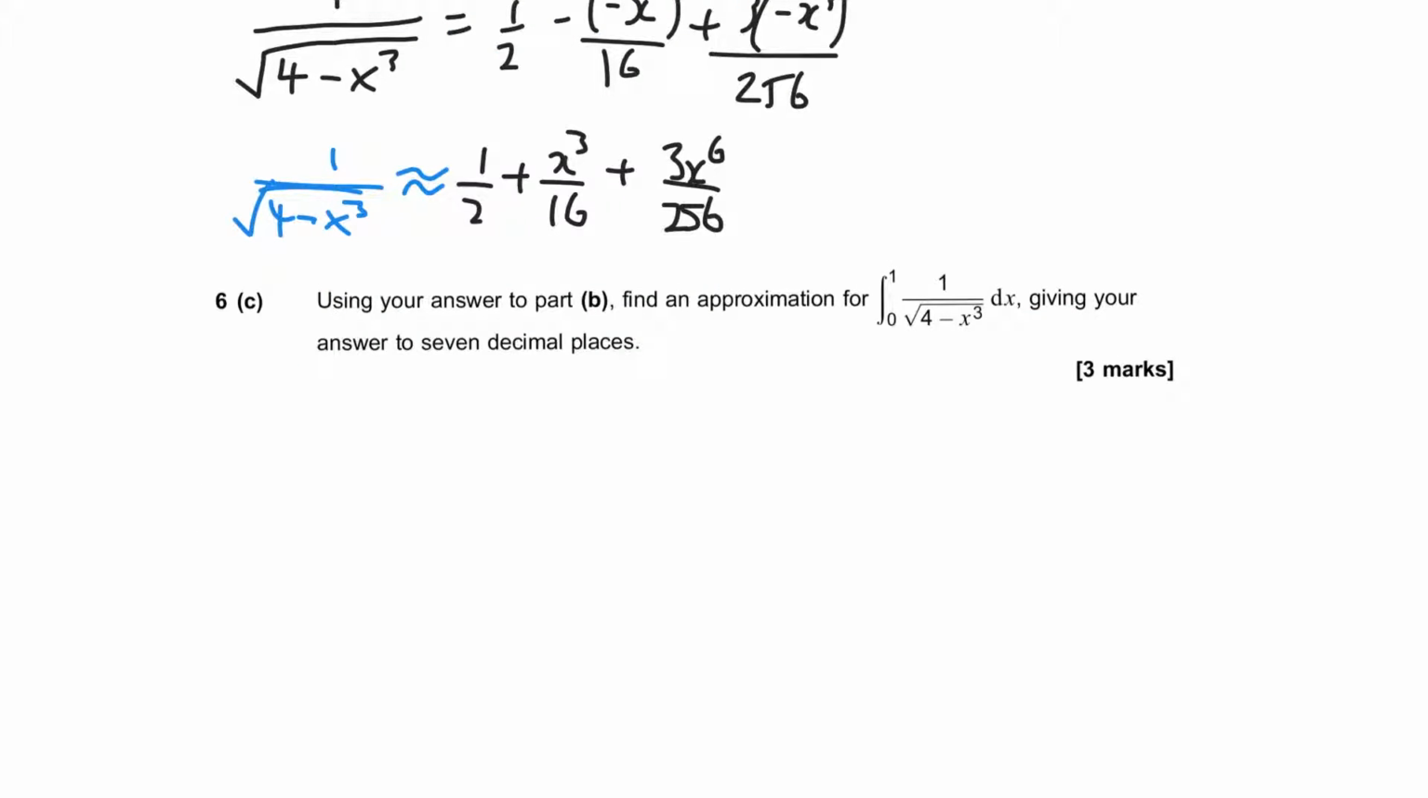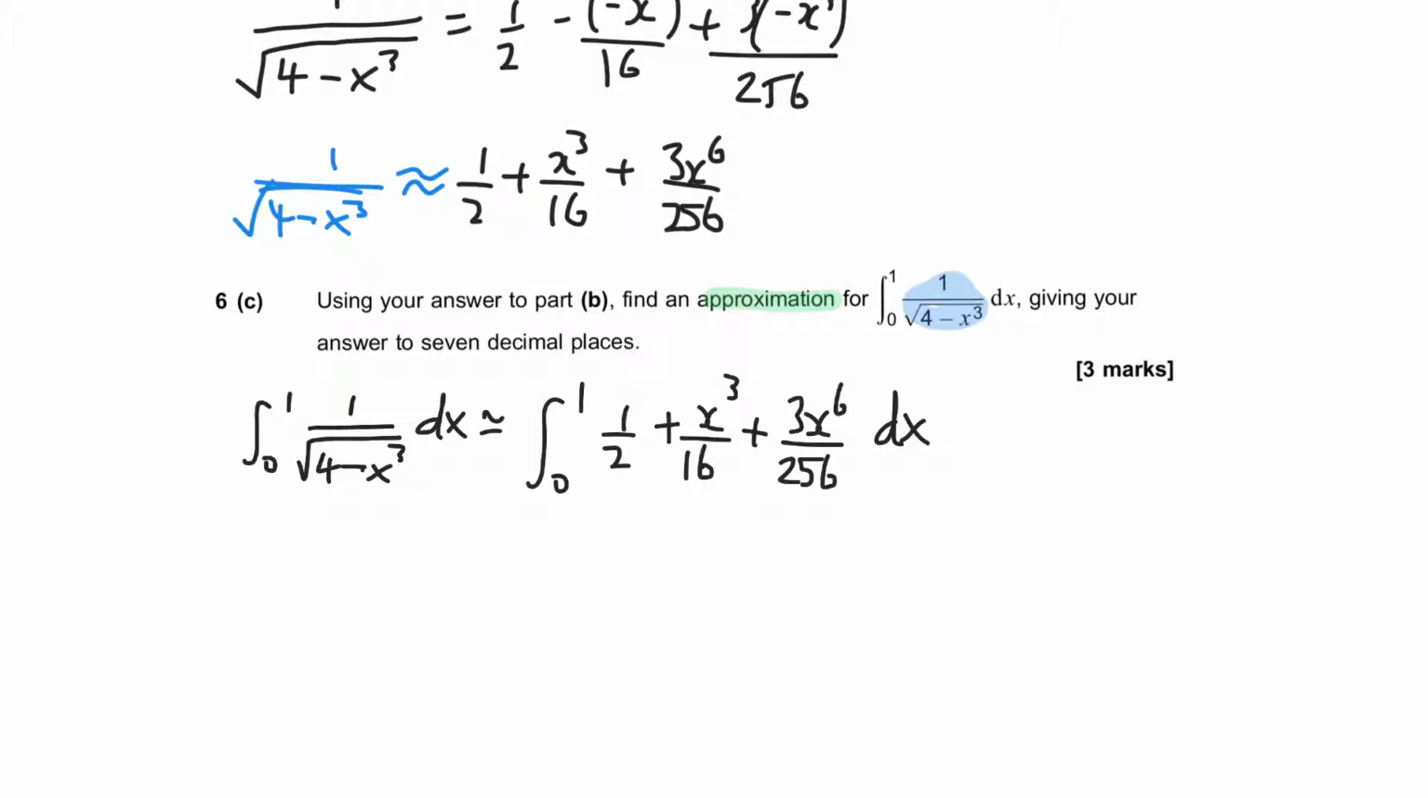Okay, so now we're asked to find an approximate value for an integral, and the function that we would try to integrate is the one that we've just approximated in part B. So we can rewrite the given integral with this approximate version. It's approximately equal to the integral from 0 to 1 of a half plus x cubed over 16 plus 3x to the 6 over 256. So we just need to integrate each of those terms, substitute the 0 and 1, and get a 7 decimal place value to finish. It's always worth reading the accuracy that they want, 7 decimal places.